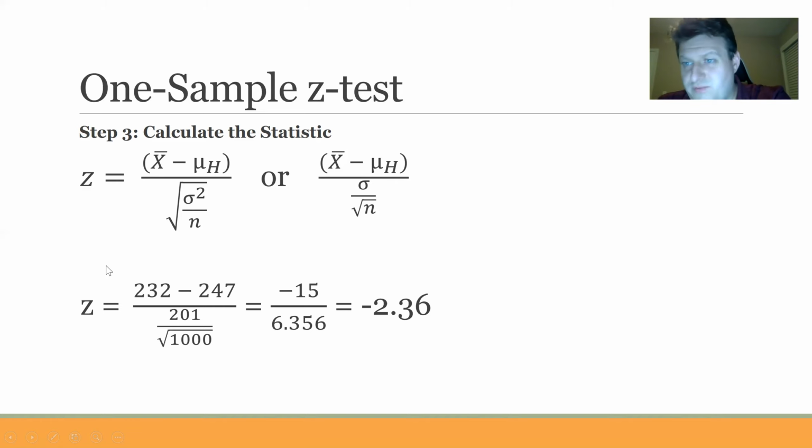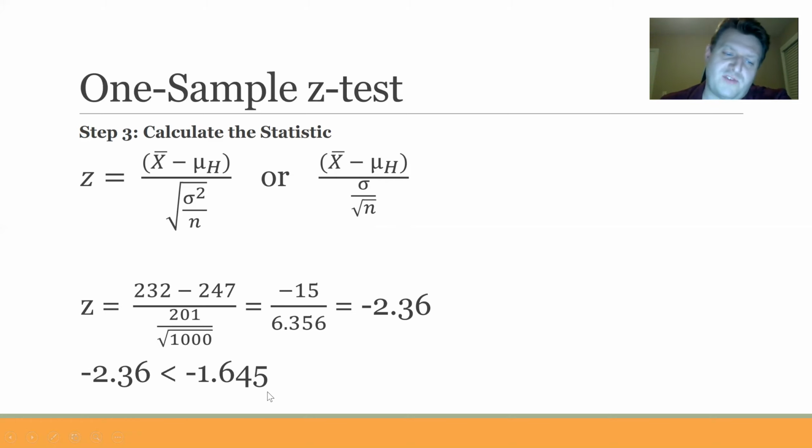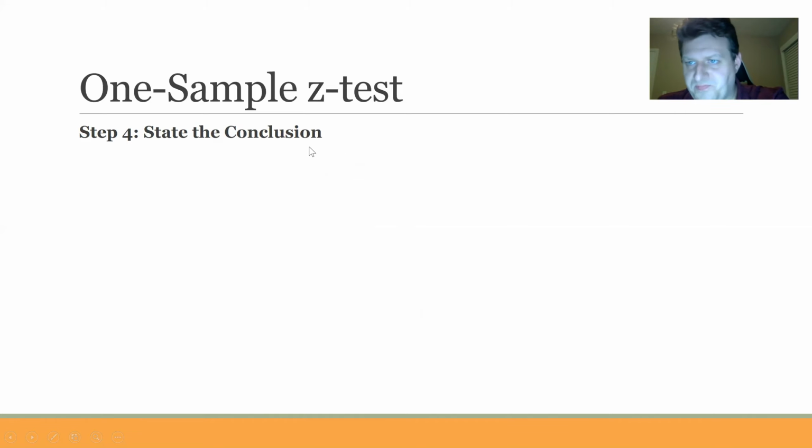All right, so it's just plug and play at this point in time. We do the math, and we get a z-score of negative 2.36. Is this less than our cutoff value? Again, we want to make sure that we are comparing this to our cutoff value. And the answer is yes, it's less than negative 1.645. So we are indeed going to reject the null hypothesis.